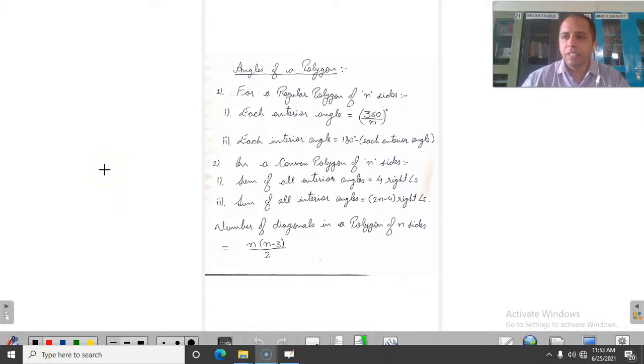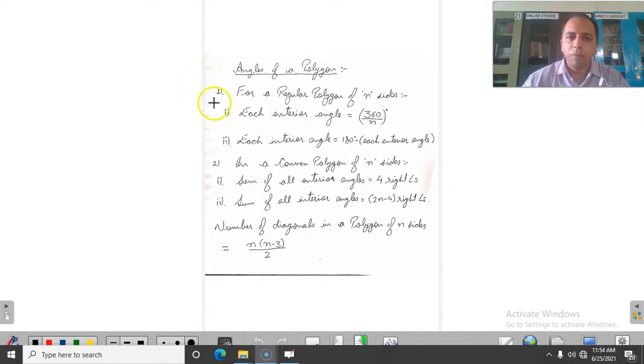In last class we started chapter number 14 of our book, which is polygons. Okay, so we have understood the meaning of curve, types of curve, then we have understood the meaning of polygon and then types of polygon. Now today we will discuss a very important topic of this chapter, angles of a polygon. Most of the questions will be based on this.